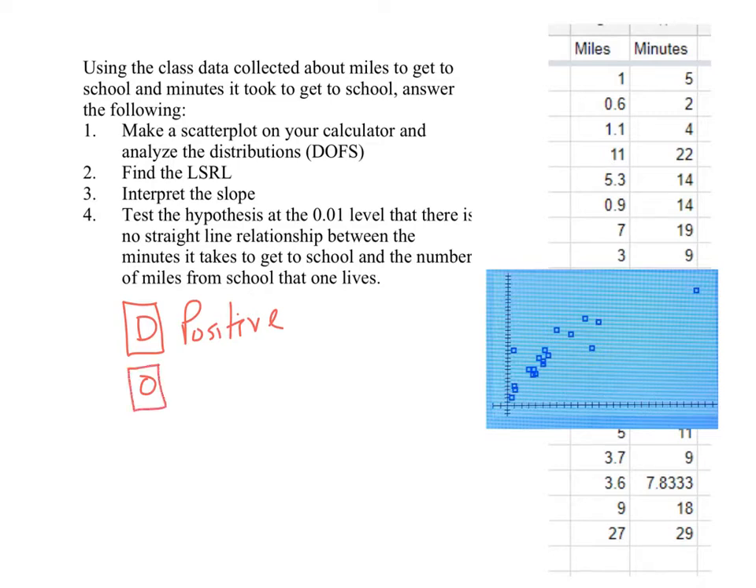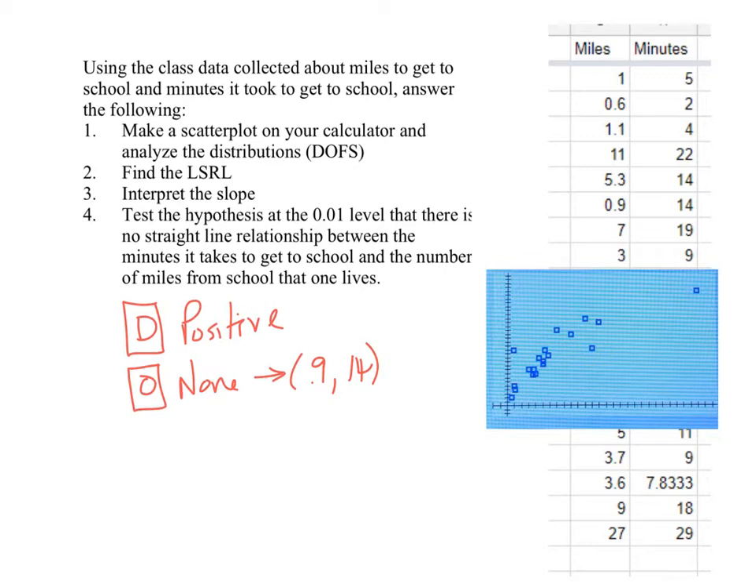We certainly have an influential point. We have this one over here, which definitely helps show us that there's more. Maybe this might be the closest thing to an outlier we have. This person that lives 0.9 miles, but it takes 14 minutes. And I'm guessing that's a person that walks to school. So we could certainly maybe say none, but if we had to pick one, it would be 0.9, 14.